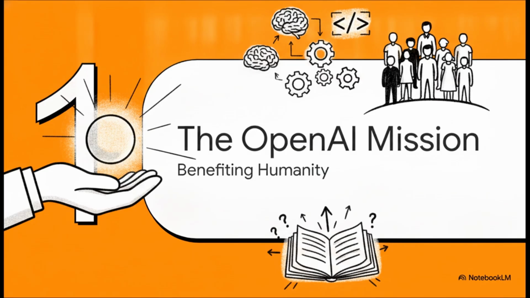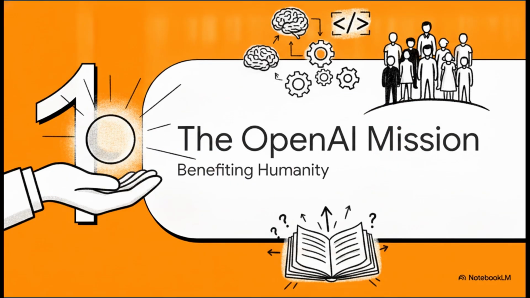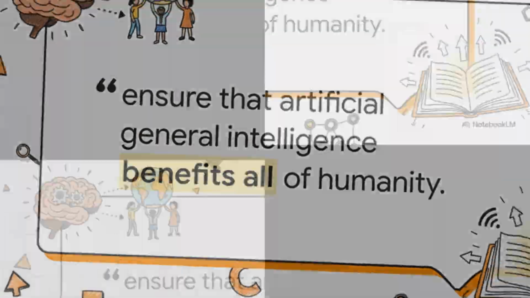All right, starting us off with section 1, the OpenAI mission, benefiting humanity. So OpenAI has this huge foundational mission to ensure that artificial general intelligence benefits all of humanity. I mean, it's a massive, ambitious goal, right? But a huge part of actually pulling that off relies heavily on education. Because for AI to truly benefit everyone, well, it kind of has to be understood by everyone.